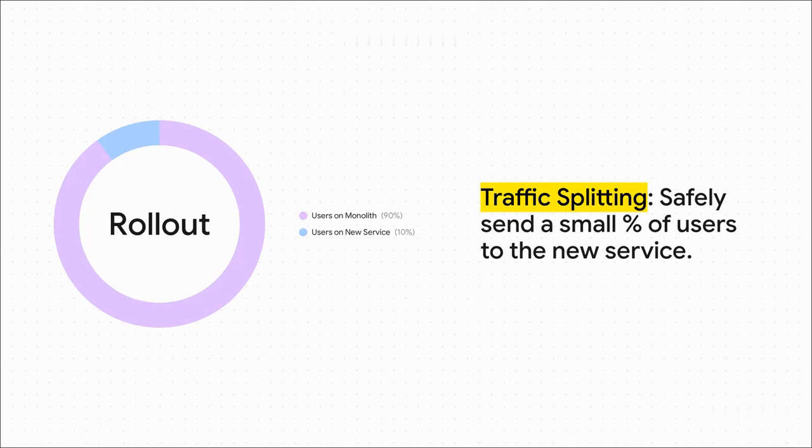And one of the coolest ways you do that is with something called traffic splitting. So when your new service is ready, you don't throw all your users at it. No way. You can start by sending just, say, 10% of your traffic there, while the other 90% are still happily using the old, stable system. This lets you watch, learn, and gain confidence before you go all in.